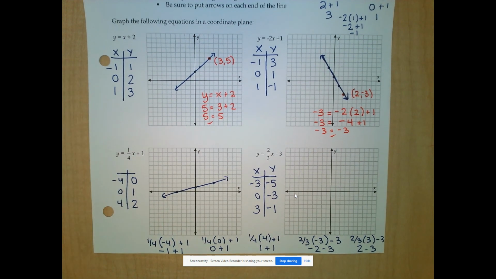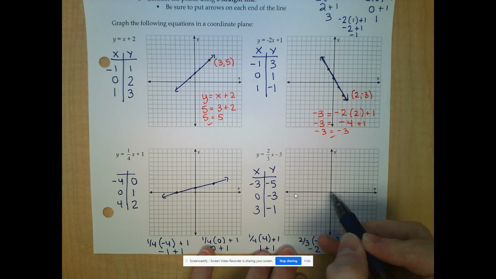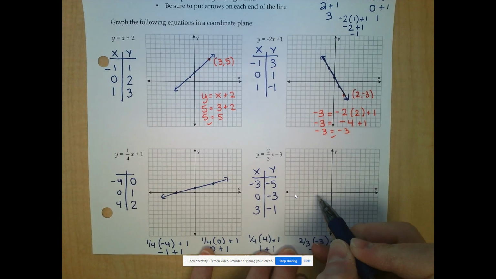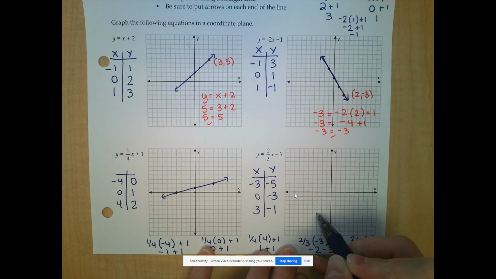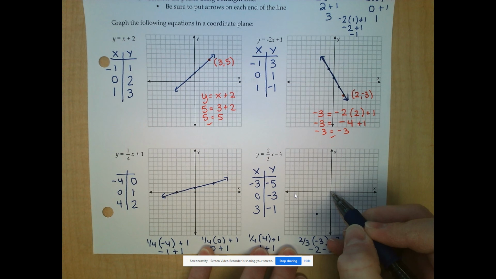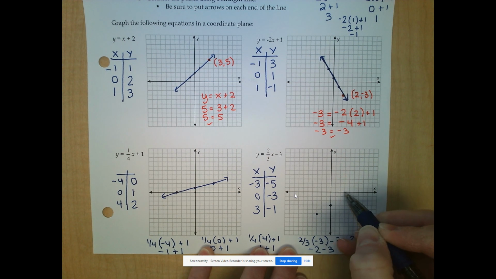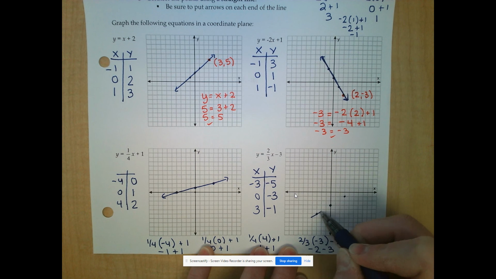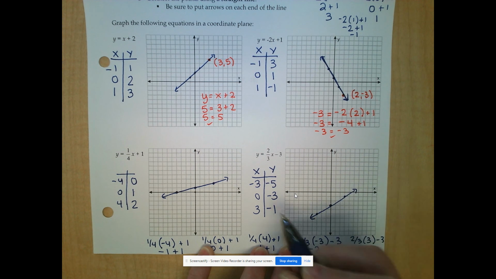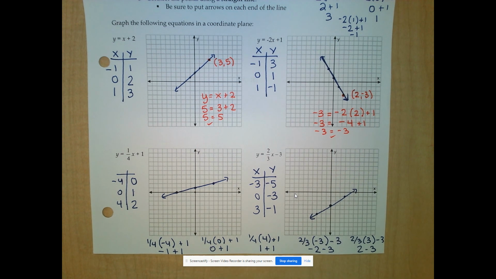So when I go to graph this, I've got -3, 1, 2, 3 to the left, down 1, 2, 3, 4, 5, since they were both negative. 0, don't go left or right, but go down 3, and then right 3, down 1. So this one is a little bit steeper than the last one, the fraction being 2/3 instead of 1/4.